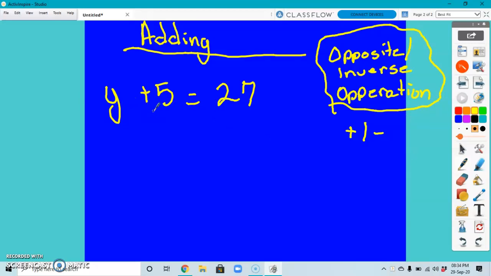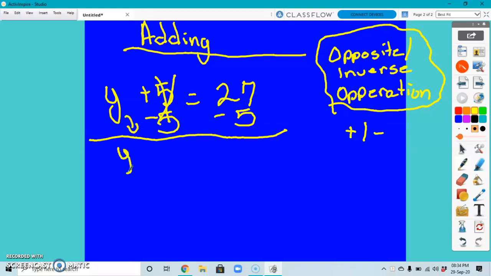Okay, so now we're going to subtract 5 from one side, and what I do to one side, I do to the other. So I'm going to also subtract 5 from 27. These two cancel out, so we bring y down, which equals 27 minus 5, which is 22. And there you go, your answer: y is equal to 22.